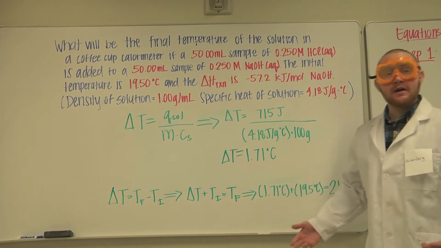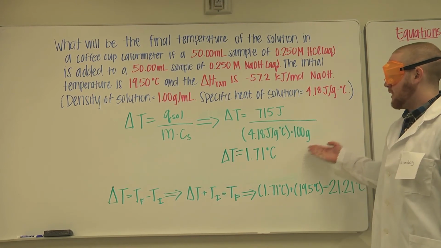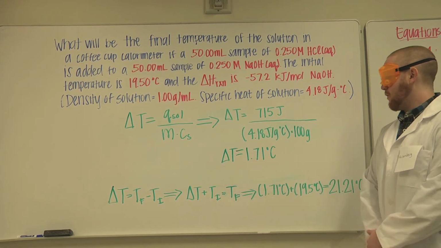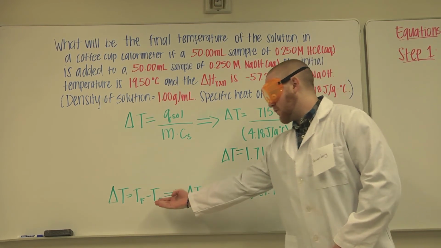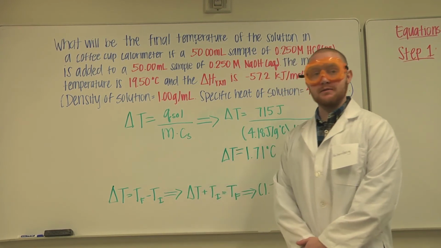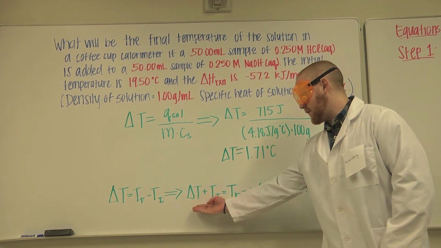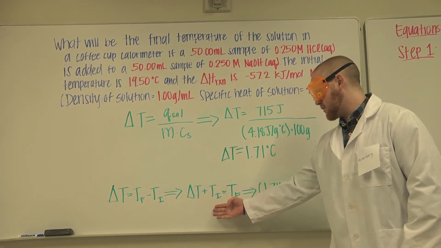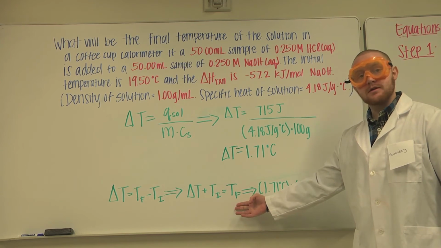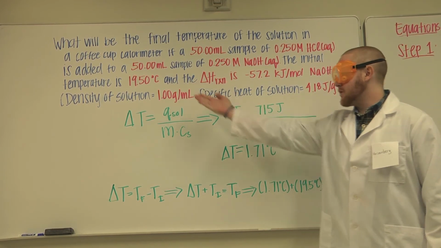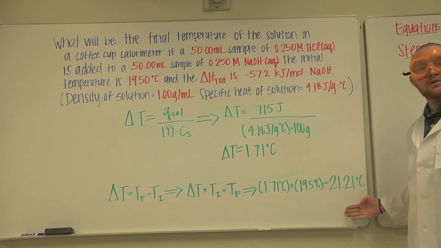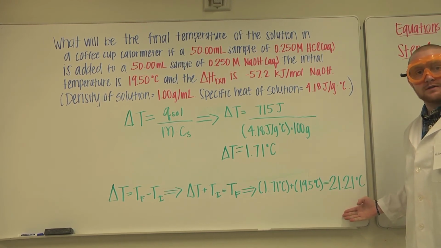Now that we have all of our values, we simply plug them into this equation, and we get a change in temperature of 1.171 degrees Celsius. We know that the change in temperature is equal to the final temperature minus the initial temperature. Using basic algebra, we find that the change in temperature plus the initial temperature equals the final temperature. Plugging in the number we just got for the change in temperature and the given initial temperature, we find that our final temperature is 21.21 degrees Celsius.